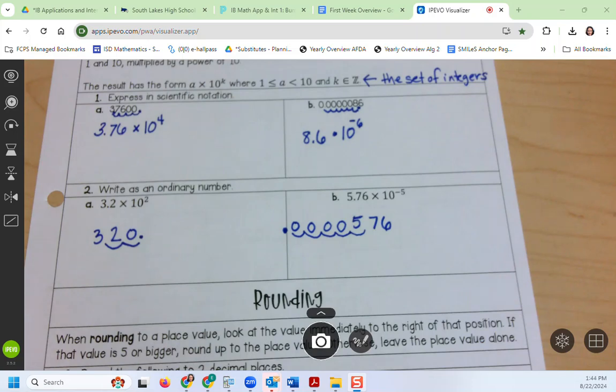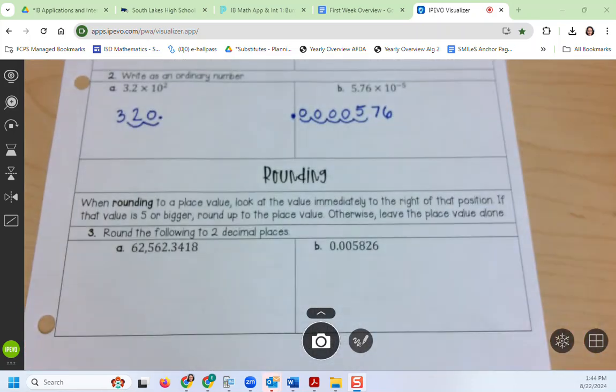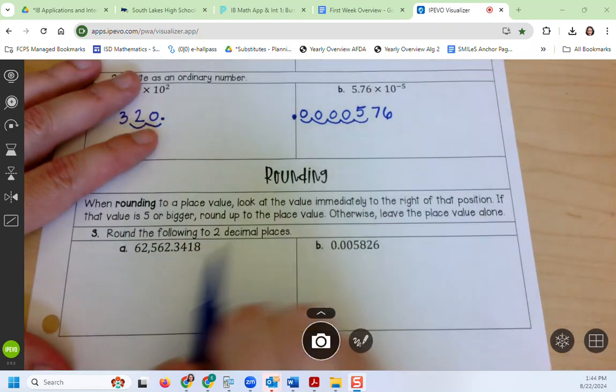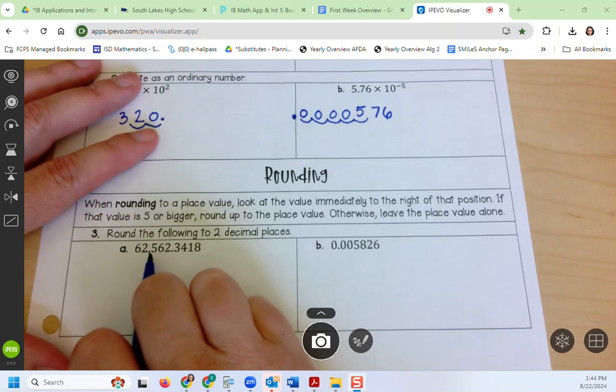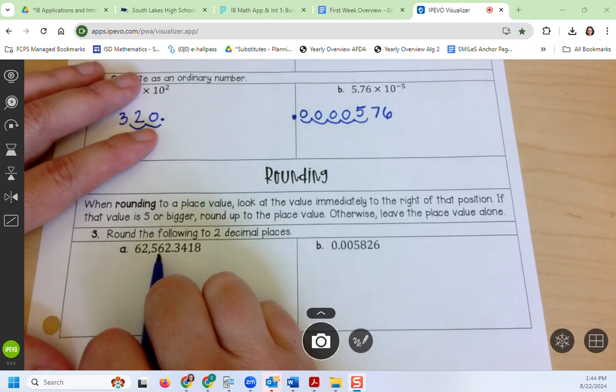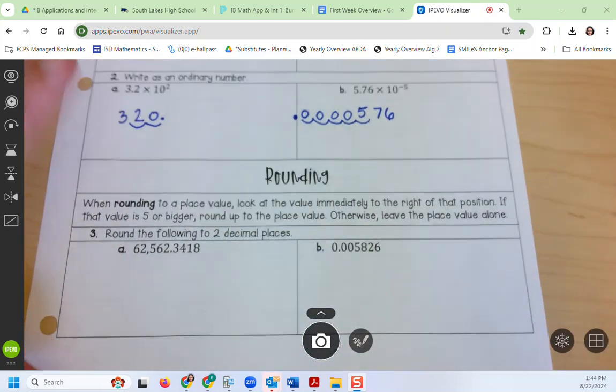Okay, rounding. When rounding to a place value, you have to look at the value immediately to the right of that. So if I want to round to the hundreds place, the hundreds place is right here, it's 500. You have to look at the number after it to see if that 5 stays 5 or if it goes up. So since the number after the 5 is greater than or equal to 5, we are going to round this one up. If I were rounding to the hundreds, I'm not actually.